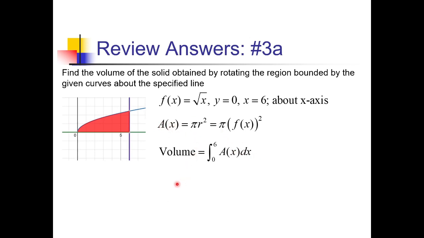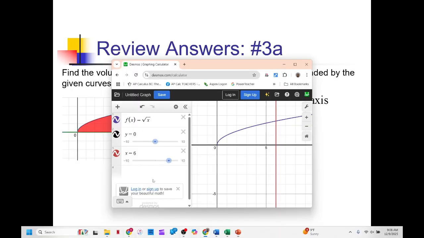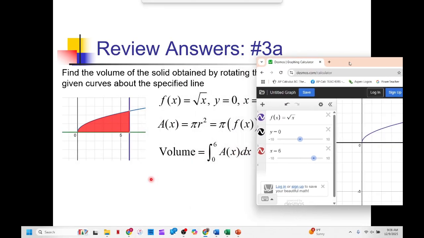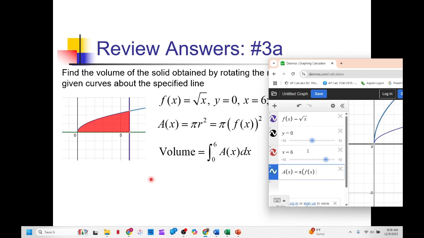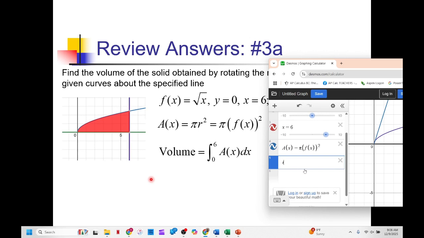And all I need to do now is plug some things in the calculator. So going back and clearing out what I can see here, I'm going to write my A of x function first. That is going to be pi times parentheses the f of x function I already defined, and we'll square that. And then I'm going to want the integral from 0 to 6 of A of x dx. Comes out to about 56.549.